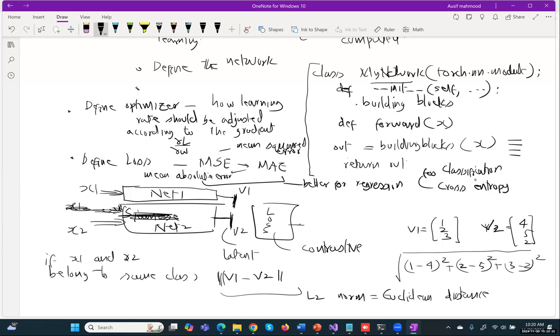So in the contrastive loss, the idea was very simple. If the two inputs, X1 and X2, belong to the same class, same category, then the V1 minus V2 norm, or the Euclidean distance between these two vectors, should be low. If they belong to a different category, then this distance should be high.